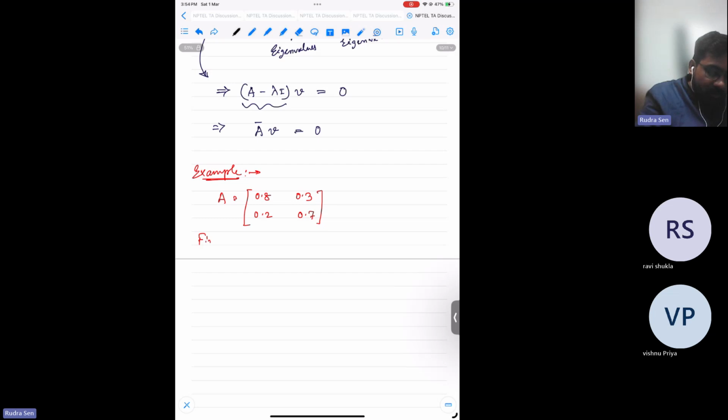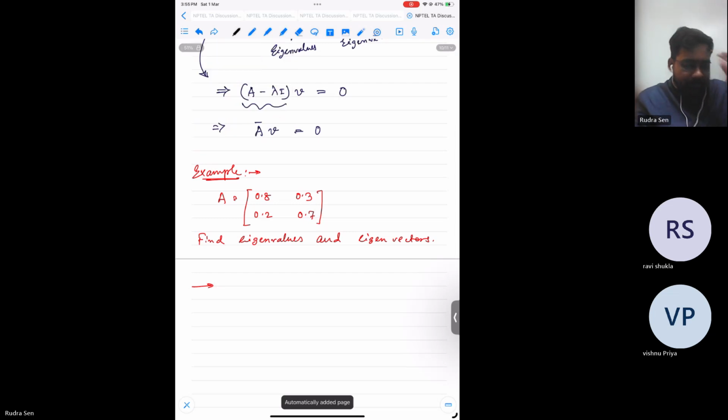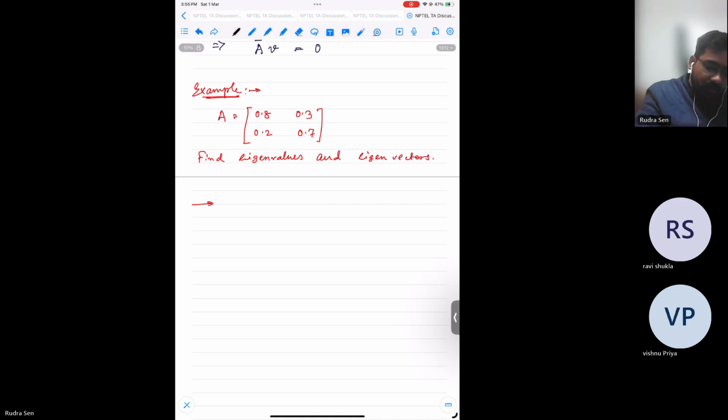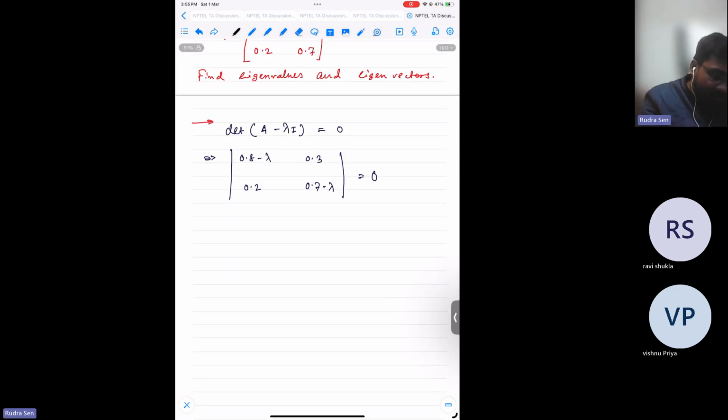So we need to find eigenvalues and eigenvectors. Okay. The eigenvalues come from the determinant of A minus lambda I, and we need to find the roots of the characteristic polynomial. So this is 0.8 minus lambda, 0.3, 0.2, and 0.7 minus lambda. So it's 0.8 minus lambda times 0.7 minus lambda, minus 0.06, right?